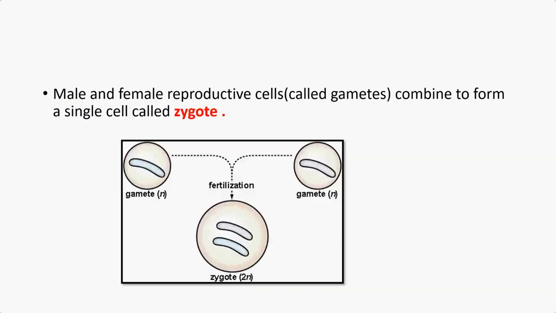Okay. Next, how does sexual reproduction take place? Let me ask you a question. Let me read the point first. Male and female reproductive cells, called gametes, combine to form a single cell called zygote.